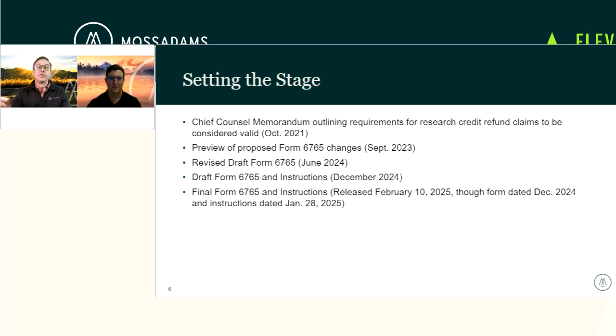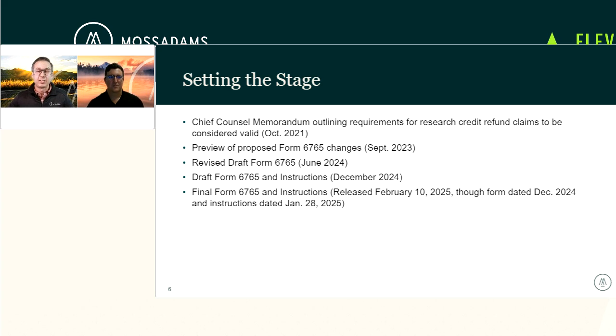Now, this only applied to refund claims, but the IRS also signaled that they didn't believe R&D credits are valid at all without this information. So for years, the IRS has been having discussions about how to roll this out on original tax returns.